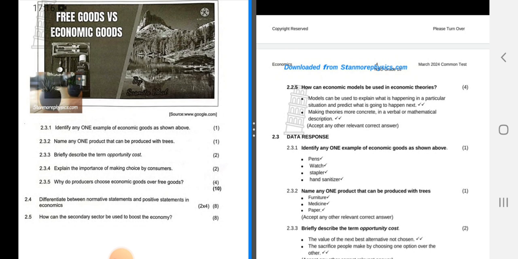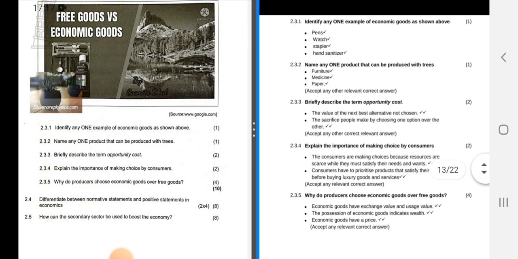And then 2.3.2 says name any one product that can be produced with trees. When you have trees, what is a product that can be produced? What do we get from trees? Books, furniture, wood, the list goes on. Here they also say paper, medicine. So the list goes on.